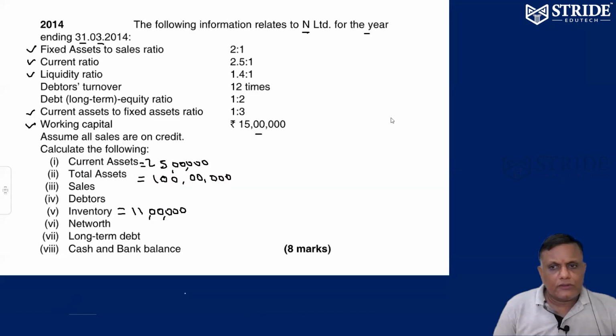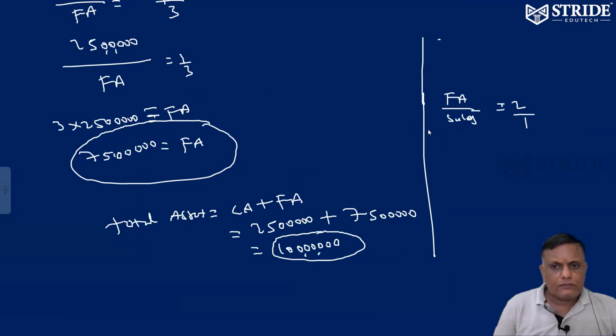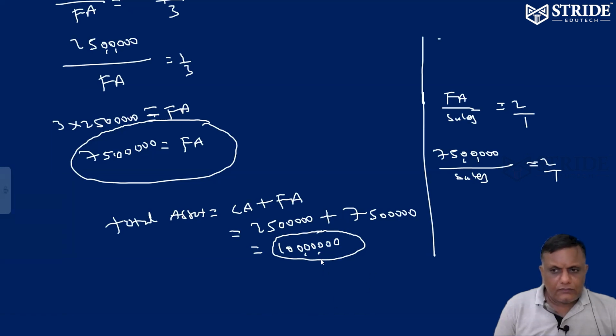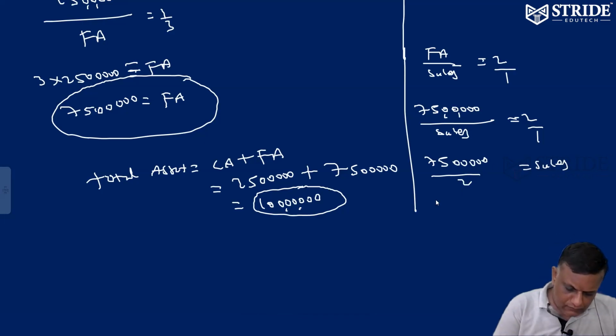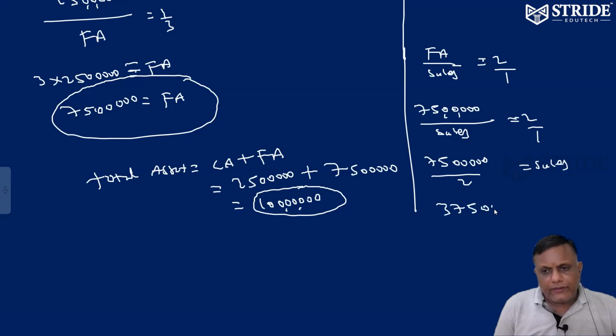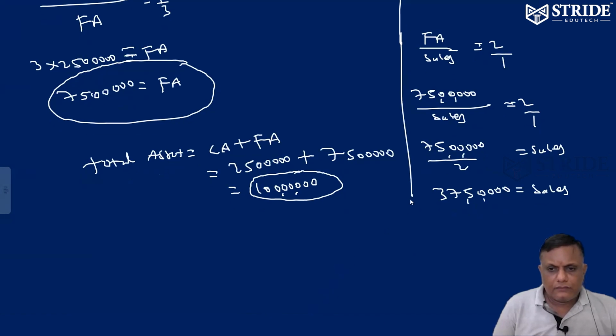Fixed asset by sales is equal to 2:1. Fixed asset is 75 lakhs. So sales is equivalent to 75 lakhs by 2, which is equal to 37 lakh 50,000. That is equal to sales.